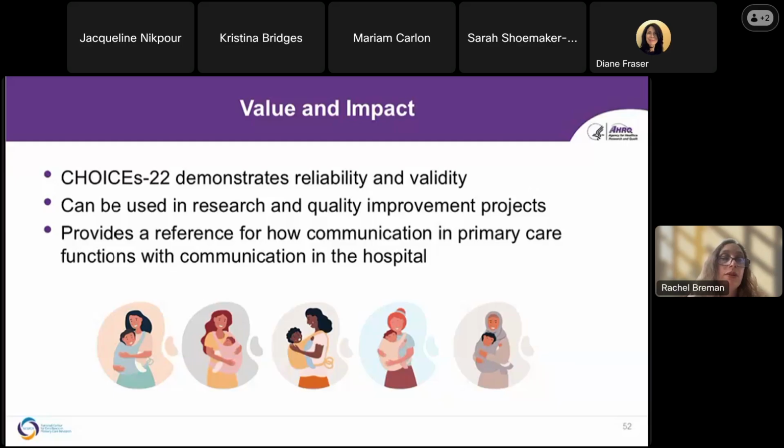It can also be used to provide a reference on how communication with primary care and in the ambulatory clinics works with the hospital. And that can provide you with an easy metric to say, hey, we're doing a great job, and these patients are really recognizing that we're documenting and communicating well with our hospital colleagues, or the opposite. So, I think that might be it.